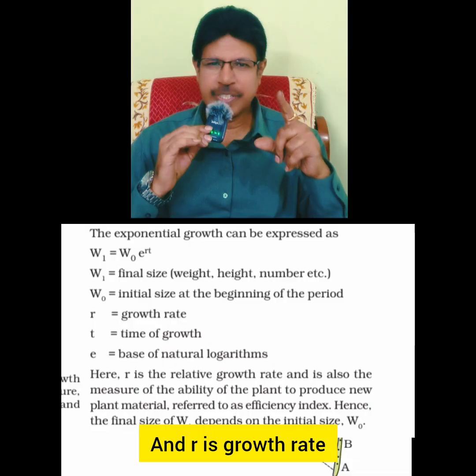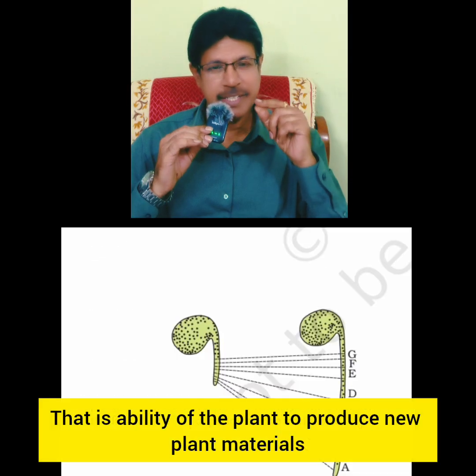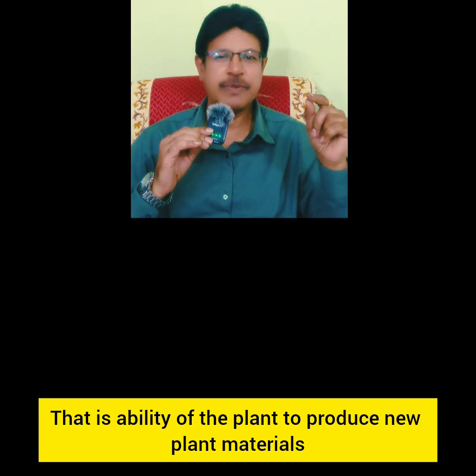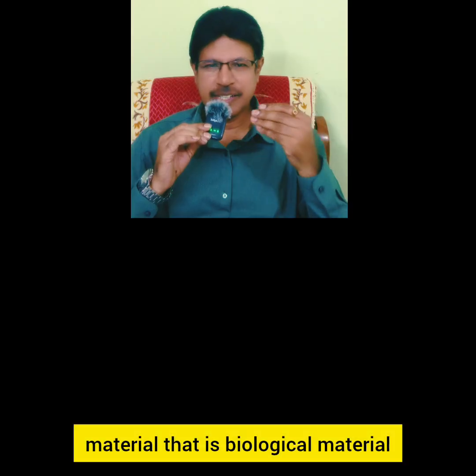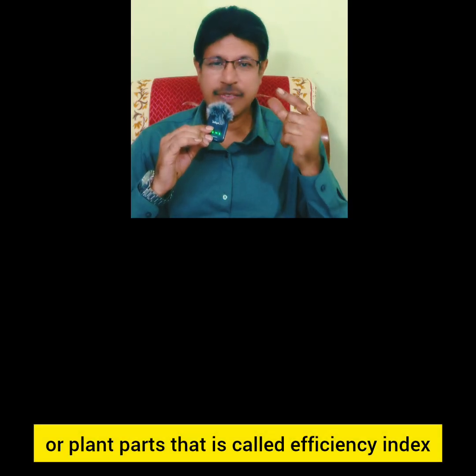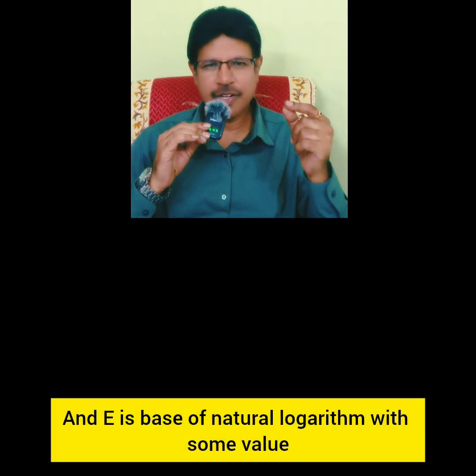And R is growth rate, that is called efficiency index, that is the ability of the plant to produce new plant materials. So how fast it can produce the material, that is biological material or plant parts, that is called efficiency index. Biomass, how it produces the biomass, how fast it produces the biomass, that is efficiency index. And e is the base of natural logarithm with some value.